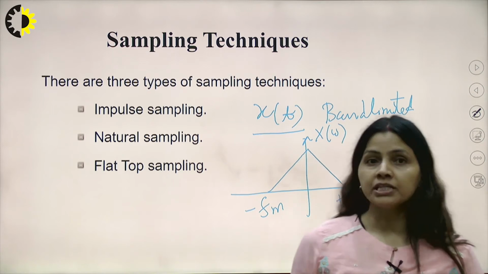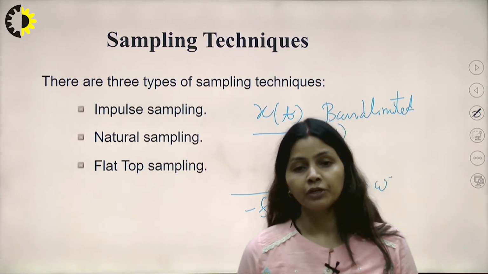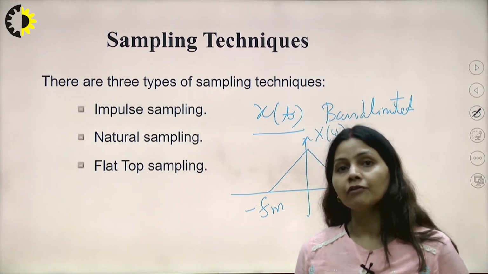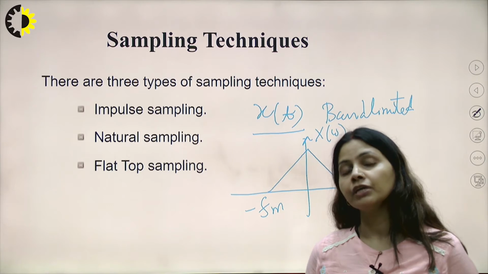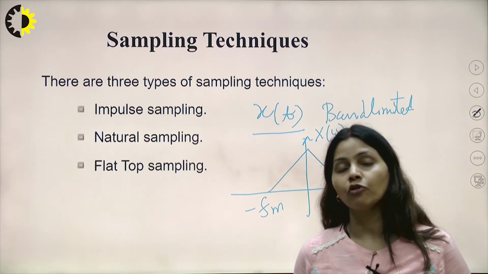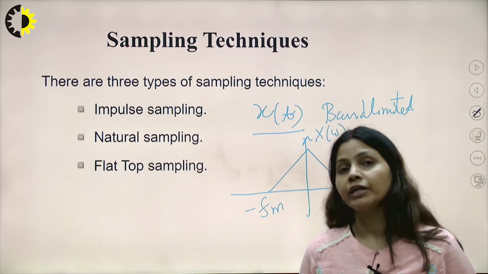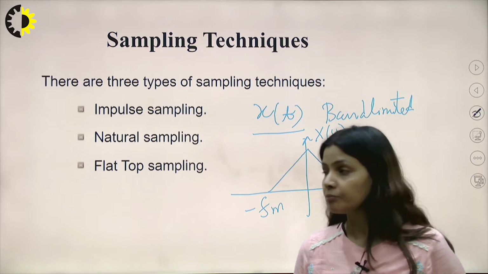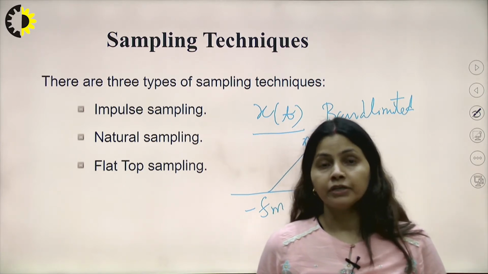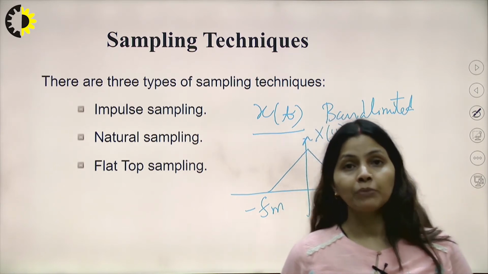Now coming to the sampling technique, here we are very clear that sampling is the first step towards the conversion of a continuous signal into a discrete signal, and then we can convert it into a digital signal by following sampling, after that quantization and then encoding. But here the first step would always be sampling. So what are the techniques by which we can perform the sampling?